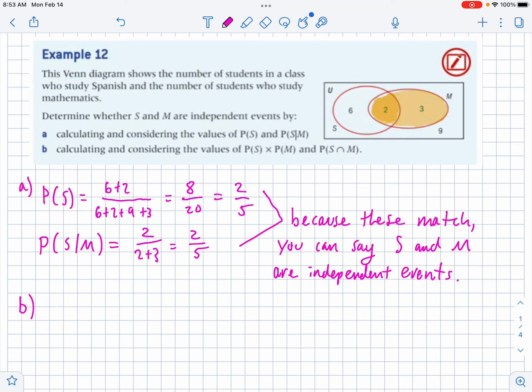Part B. Calculate and consider P of S, or probability of S, times the probability of M, and then we're going to find the intersection of S and M. So the probability of S, we already know, is 2/5 from the first problem. Now probability of M is going to be 2 plus 3 out of 20. So that's 5/20, which is a quarter.